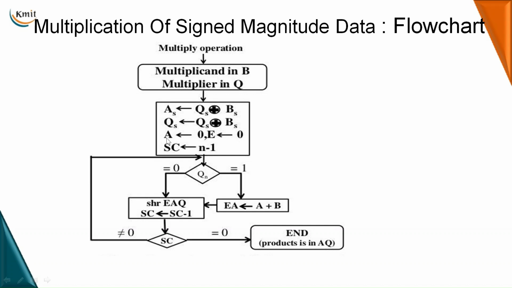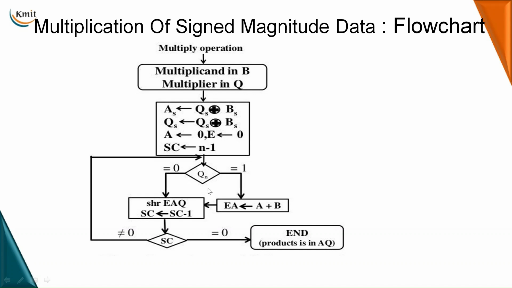Next, you are going to initialize the values of A, E, and sequence counter. A is a temporary register that is initialized to all zeros initially, and E is an extended flip-flop, which is initialized to the value 0. And sequence counter is initialized to a number equal to the number of bits of your multiplier. Along with the sign bit, you consider the number of bits of the multiplier as n, but you have to consider only the magnitude part of your multiplier, which represents n minus 1 bits.